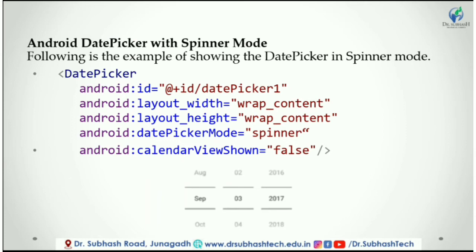To get only spinner mode date selection, we need to set the android:calendarViewShown attribute equal to false in the date picker control as shown below. The above code will return the date picker in spinner mode as shown. If you observe the above result, we got the date picker in spinner mode to select the date separated by day, month and year. This is how we can use date picker in different modes based on our requirement in an Android application.